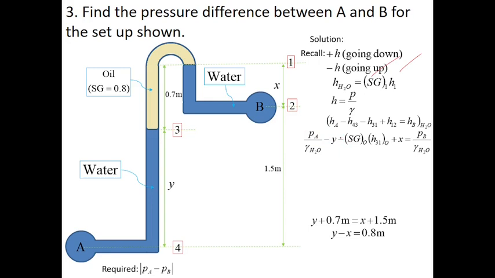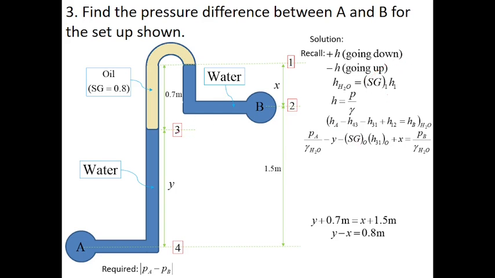minus Y. So why only Y, H43? Why is there no SG and H310? Because that is water. What is the specific gravity of water? 1. The height is whatever the height of water is here, so Y. So 1 times Y is Y. Or simply write Y, from 4 to 3.